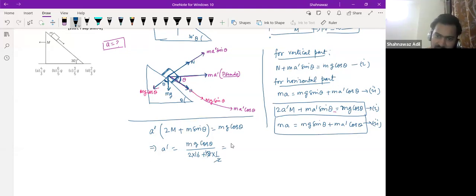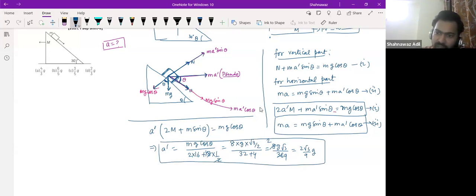So m, which is 8, g, and root 3 by 2, divided by, we have 32 plus 4, 36. So 8g root 3 by 2 and 36. So 4 2s are 8 and 4 9s are 36. So 2 root 3 by 9g. This is A prime.